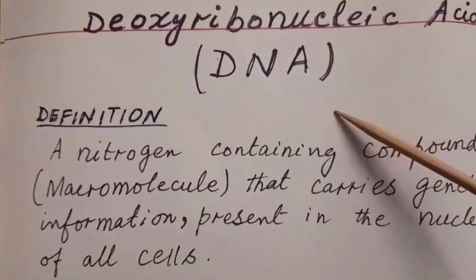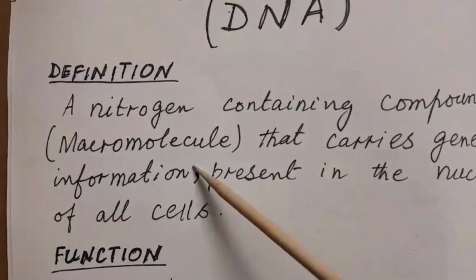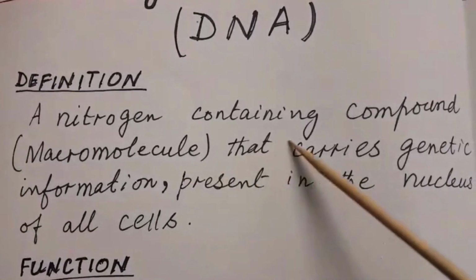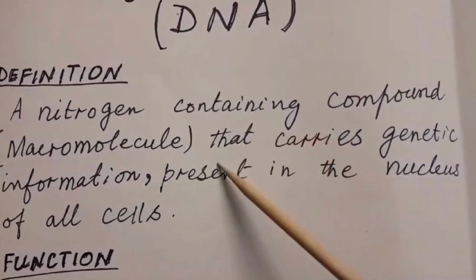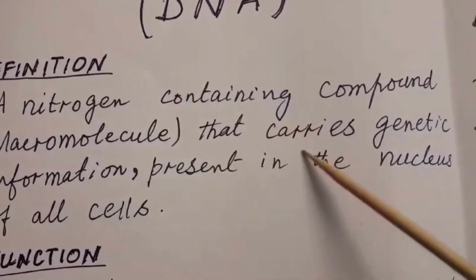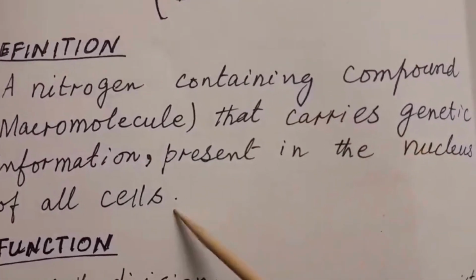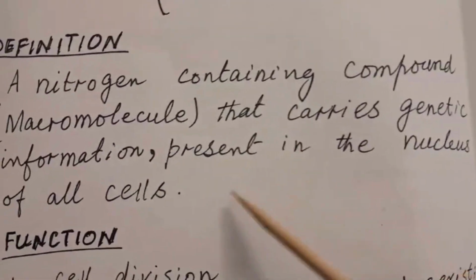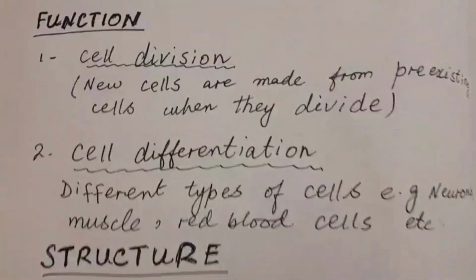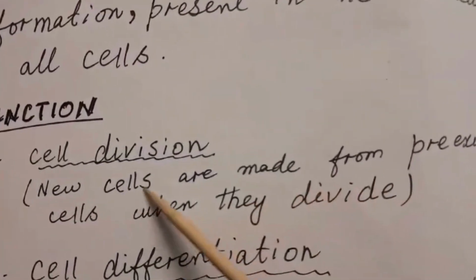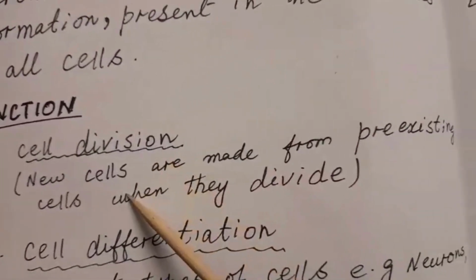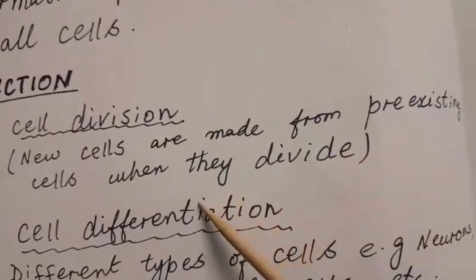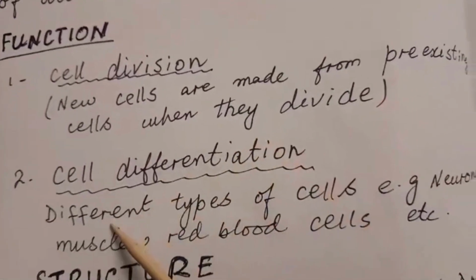Today we will study the nucleic acid called deoxyribonucleic acid, or DNA. Its definition is: it is a nitrogen-containing compound, a macromolecule that carries genetic information, and it is present in the nucleus of all cells. Its function is cell division. We know that new cells are made from pre-existing cells when they divide.